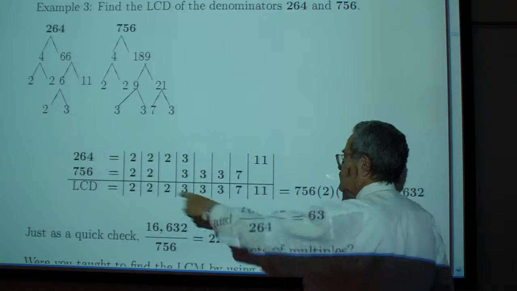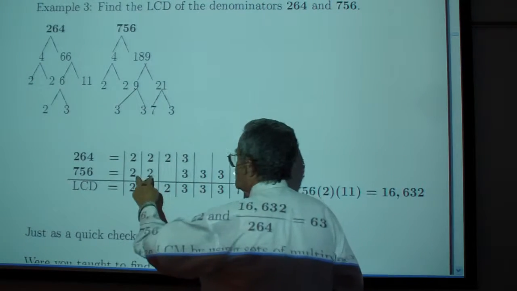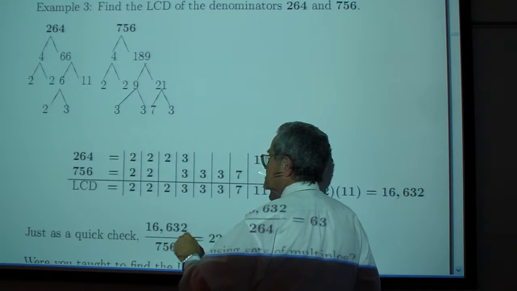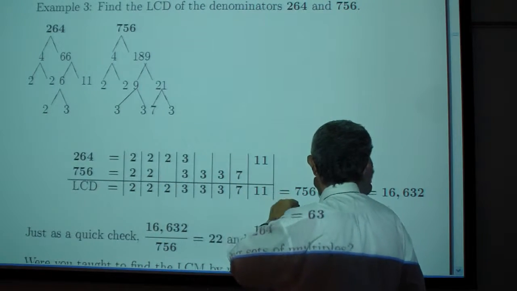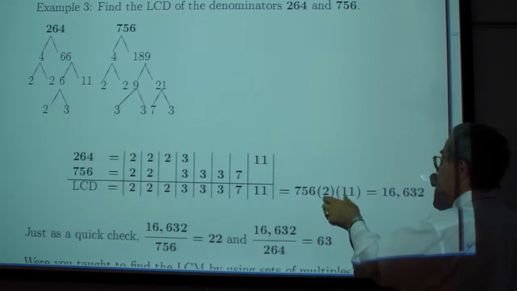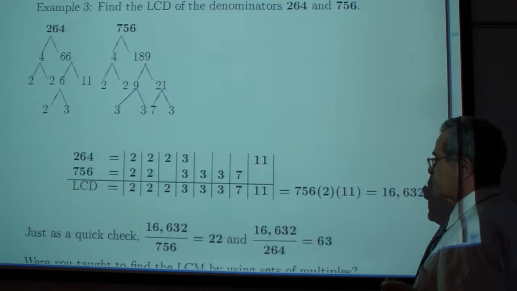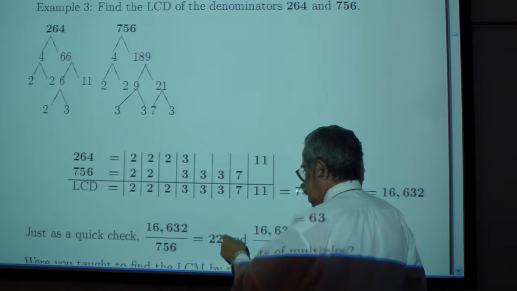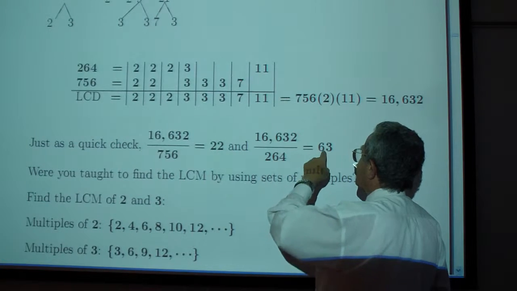Now we can multiply all these numbers together. Actually, I've already multiplied 2 times 2 times 3 times 3 times 3 times 7, which is 756. So take 756 multiplied by 2 times 11, which is 22. Or 16,632. As a quick check, can I divide this by 756? Yes. Can I divide it by 264? Yes.